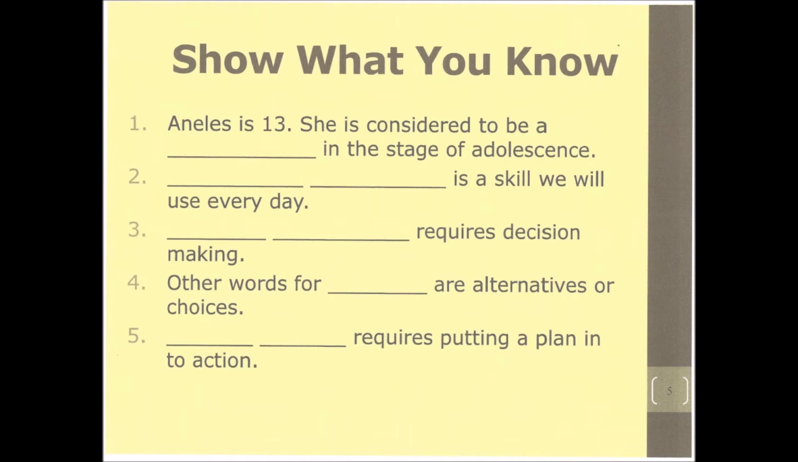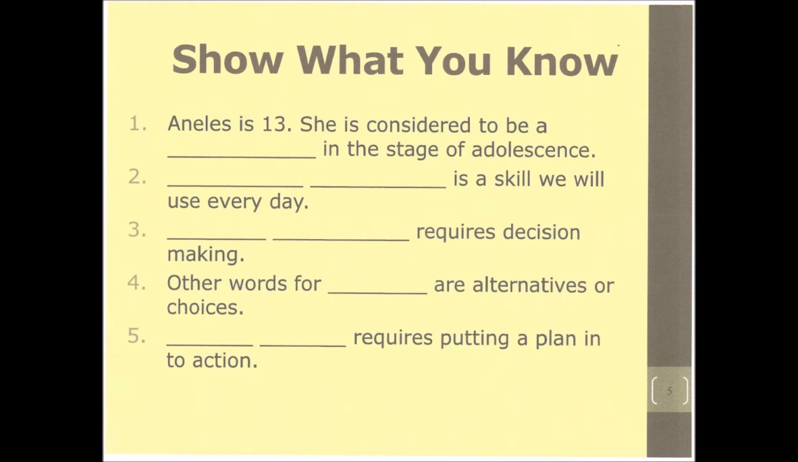Number 3, blank blank requires decision making. This is a little bit higher or harder than decision making. Number 4, other words for blank are alternatives or choices. Number 5, blank blank requires putting a plan into action. So you may get number 2, 3, and 5 confused, but use your context clues to figure out which phrase goes best.